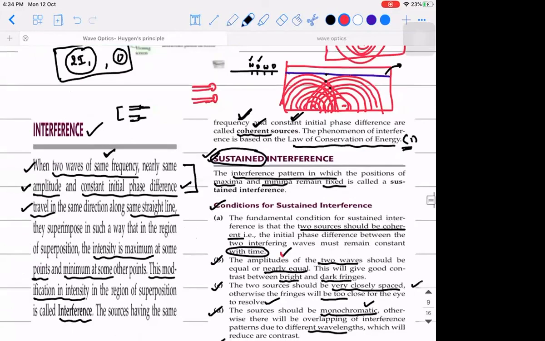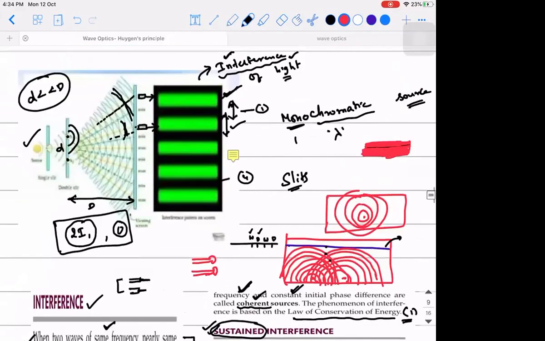Sir, what is fringes, sir? Fringes means this one. This is a fringe. We can call it a bright fringe and a dark fringe. So I use the word spot, no? Instead of saying spot, we call it a fringe. That's it. Different synonyms, and that's it.